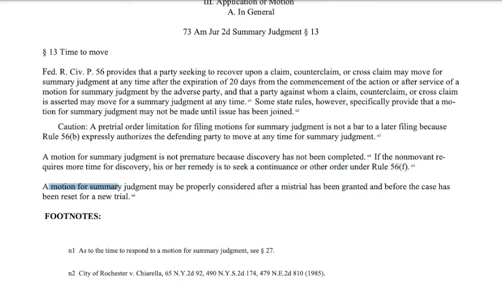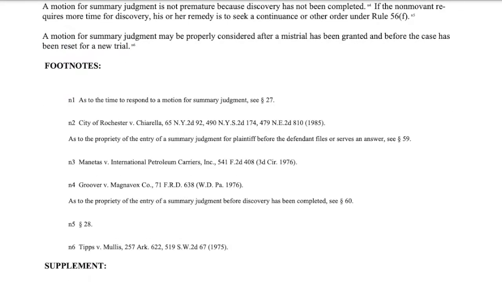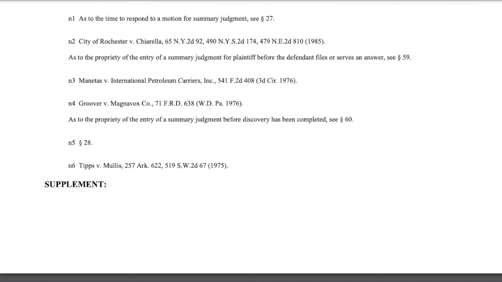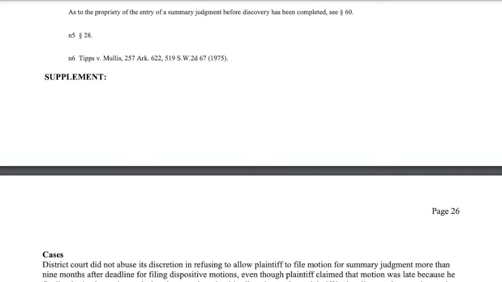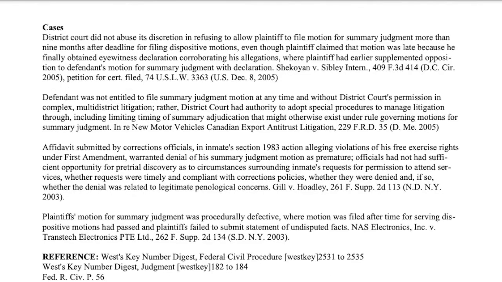A motion for summary judgment may be properly considered after a mistrial has been granted and before the case has been reset for a new trial. Ooh, that's interesting there. Wow, that's footnote 6, 1975. Oh, here we go, some more cases. Wow, we got a lot of cases here.